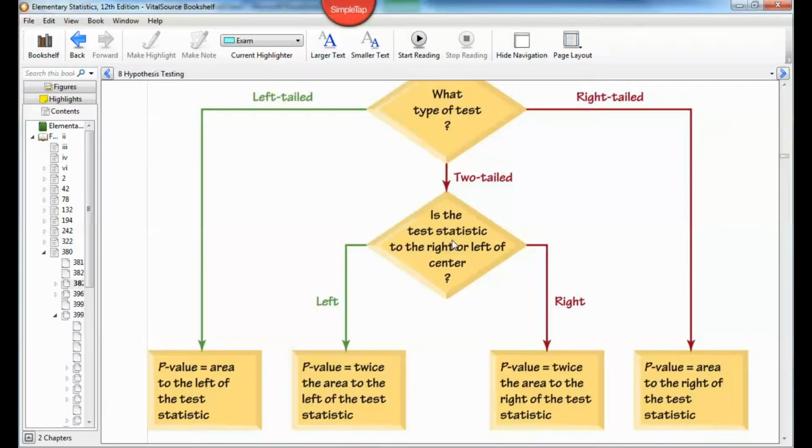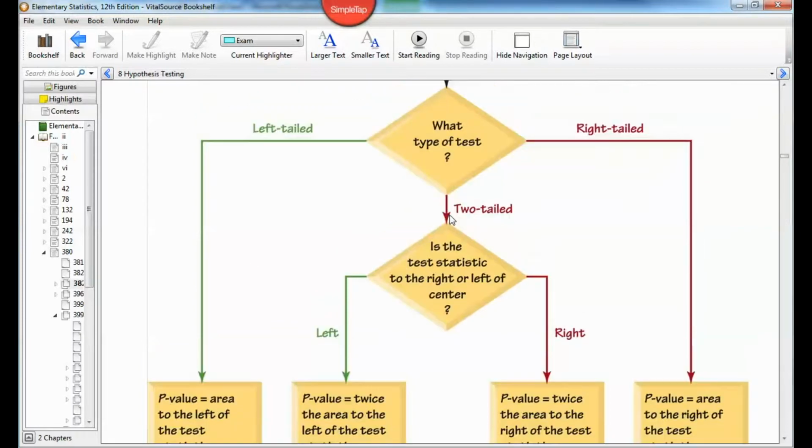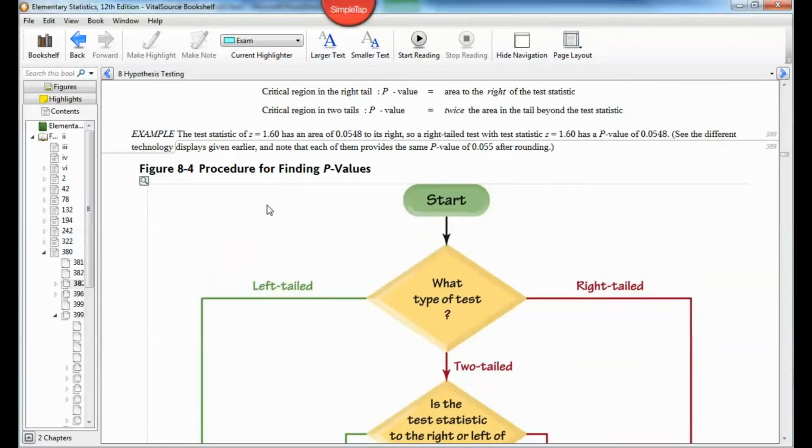If it's on the left side, the p-value is twice the area to the left of the test statistic, and if it's to the right, that's twice the area to the right of the test statistic. So you do have to know the test statistic, and then you have to figure out left-tailed, right-tailed, or two-tailed, and just follow this chart. And you can pull this chart up during your homework or test. That's on page 389 of your e-text.